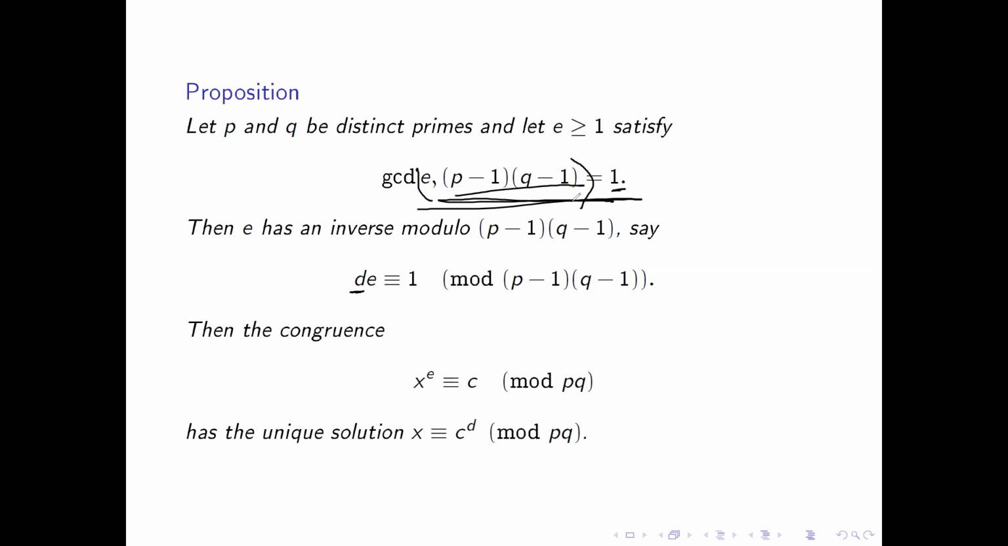It also means that x to the e is congruent to c mod pq. Then x is actually congruent to c to the d mod pq. So this inverse mod (p minus 1)(q minus 1) turns out to help us do mod pq. Huh, that's really crazy and cool.